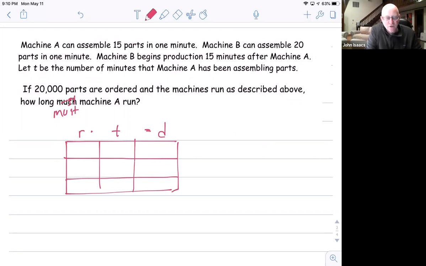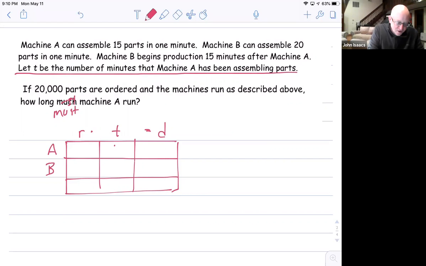Now, it's very important to determine our variable. It doesn't say what our variable is. Oh, it does. Let T be the number of minutes that machine A has been assembling parts. Okay, so that's our variable. T is the number of minutes that machine A has been running or assembling parts. So we're going to have machine A here and we're going to have machine B here. And machine A has been running for T minutes. And it makes 15 parts every minute. Therefore, its distance, so to speak, its number of parts it makes is 15t. Isn't really distance, but 15t.